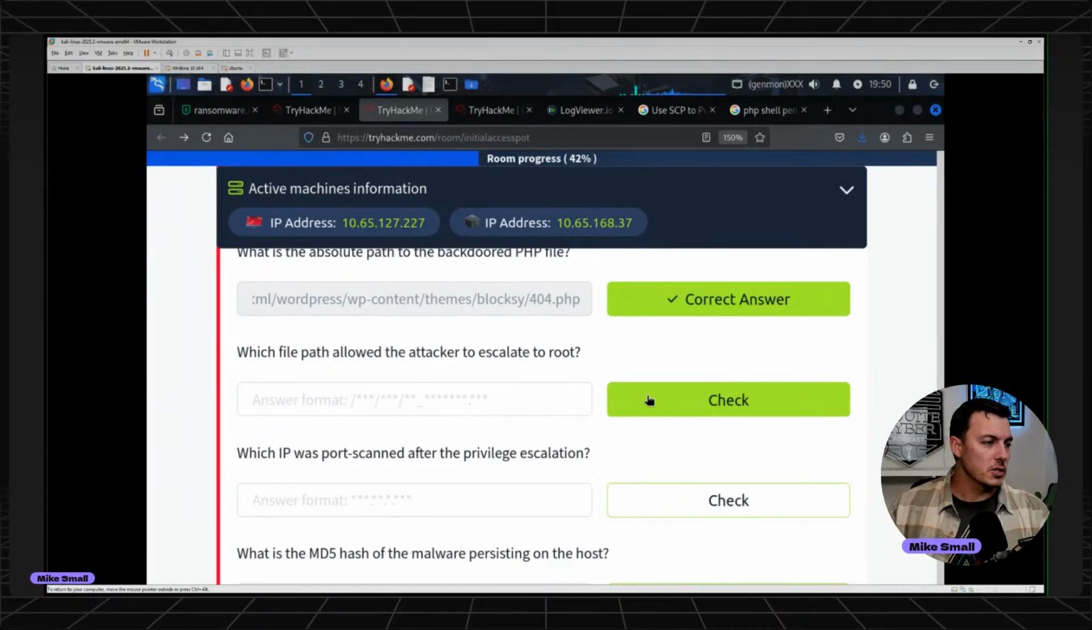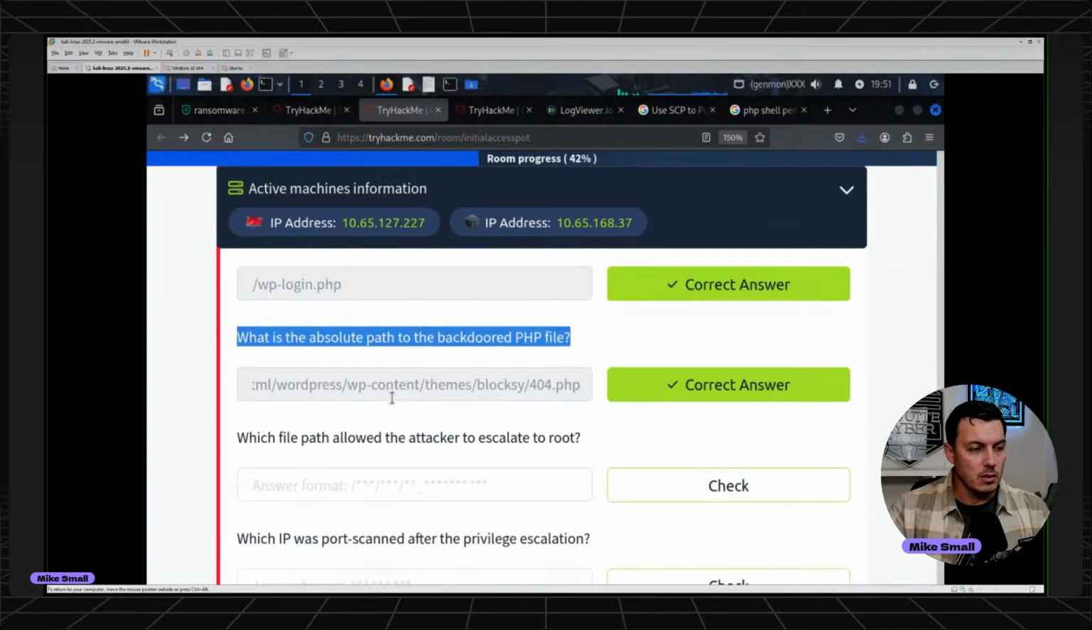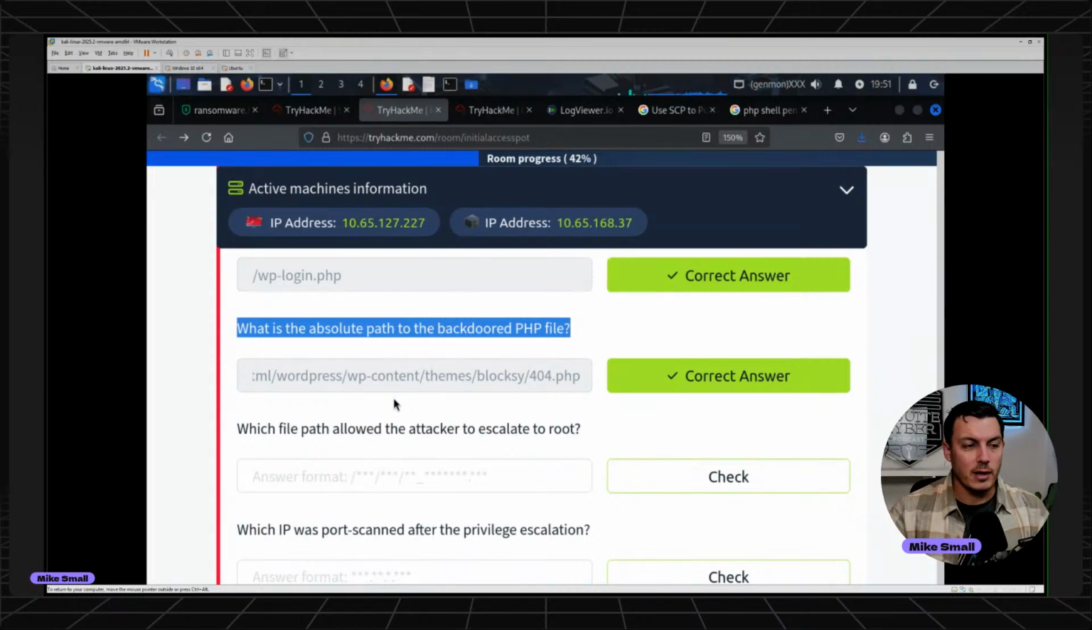All right, so which file path allowed the attacker to escalate to root? So we have initial access here. We got a brute force login, and then they added a backdoor. They added a theme to the host, which allowed them to get initial access to the actual operating system. So they moved from access to a web application to the back-end operating system, and now they have somehow elevated their privileges to root. So now we're looking for that privilege escalation piece. And once they get root, they have all the things.